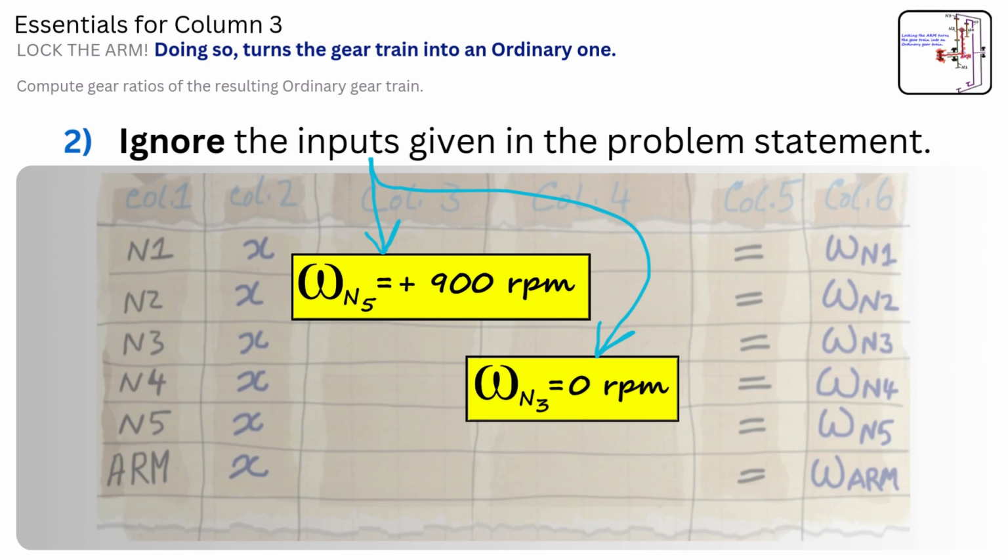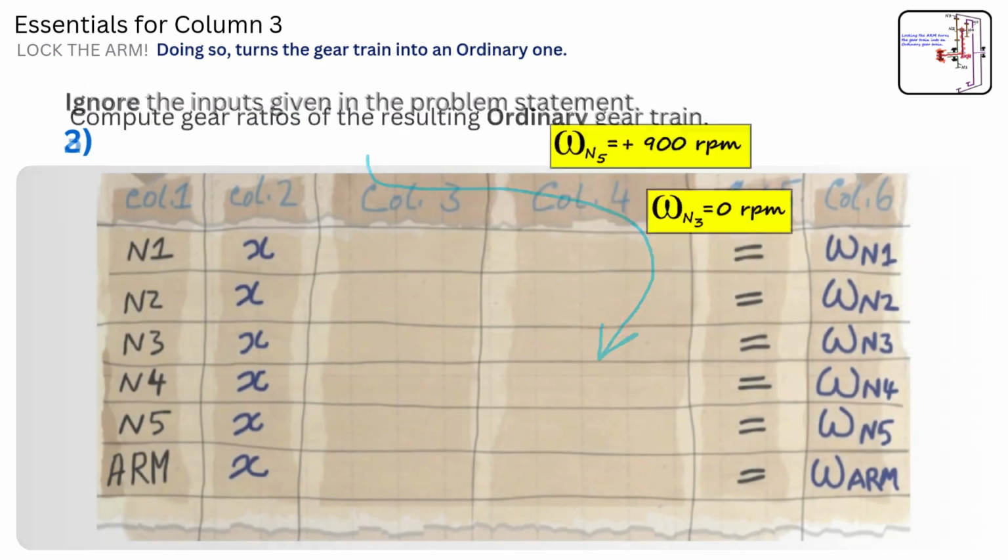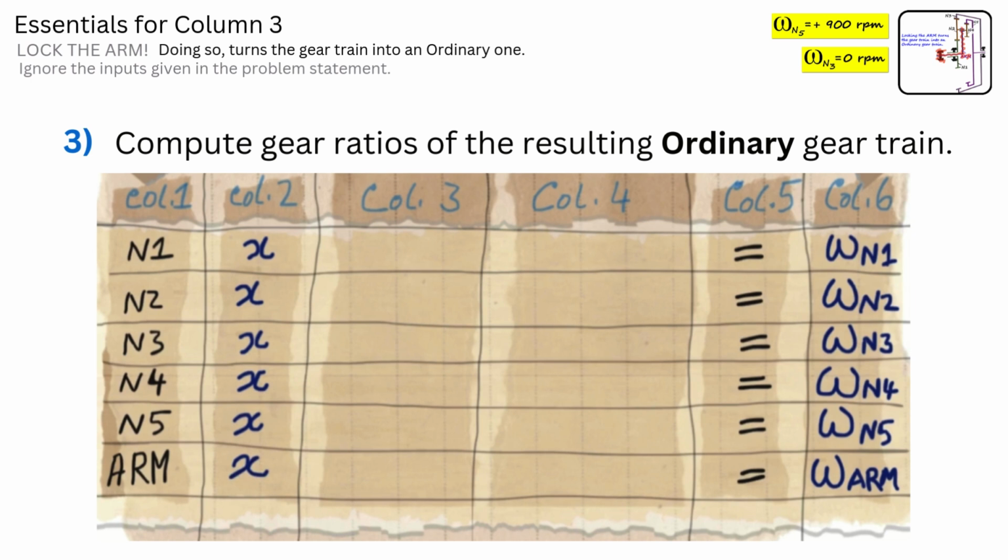Now that we have locked the arm and we have an ordinary gear train to work with, our next task will be to compute the gear ratios of this ordinary gear train. To do this, we must overlook and ignore any existing rotational speeds given in the problem. And this is why you will ignore omega N5 of 900 RPM and omega N3 of 0 RPM. We are now in a position to compute the gear ratios of the resulting ordinary gear train.